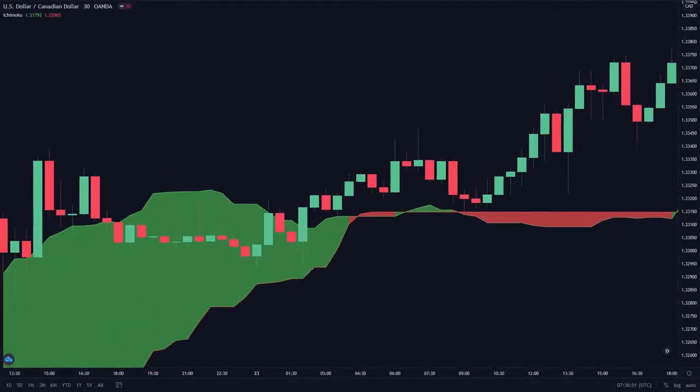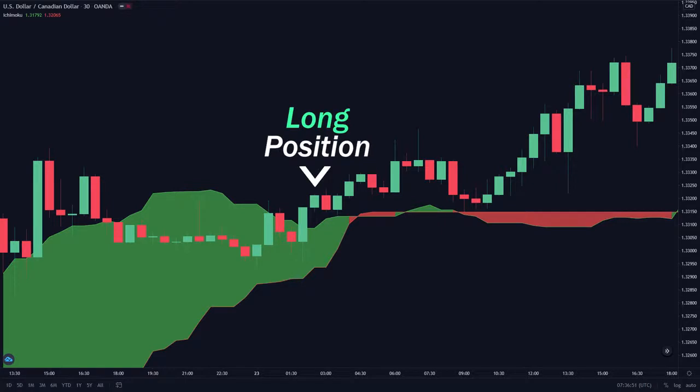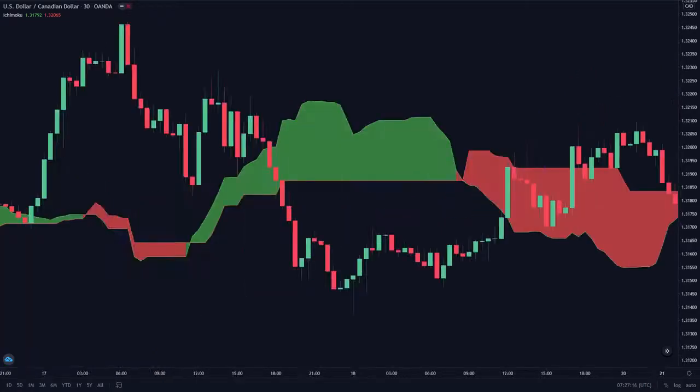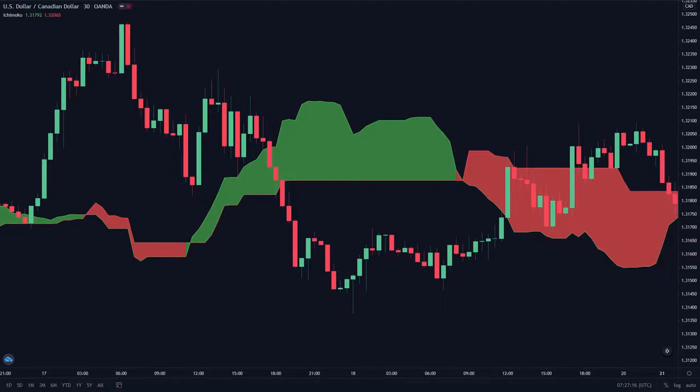The next strategy is called the Kumo cloud crossover. So in this strategy, you simply take long positions if the price crosses above the clouds, and you take short positions if the price crosses below the clouds. The Kumo cloud can also be used to combine with other indicators, and it can act as a baseline to see the overall trend direction.